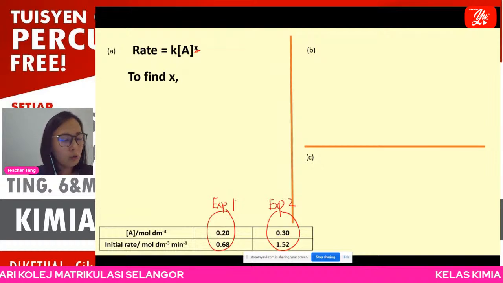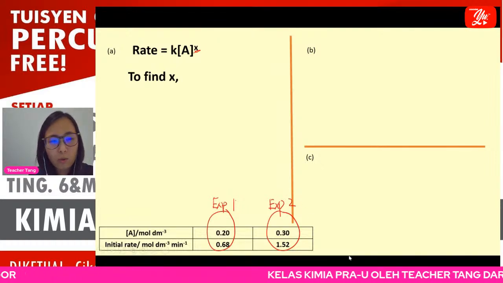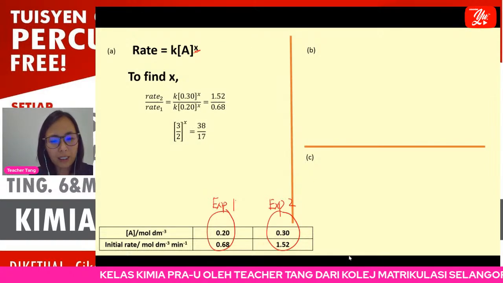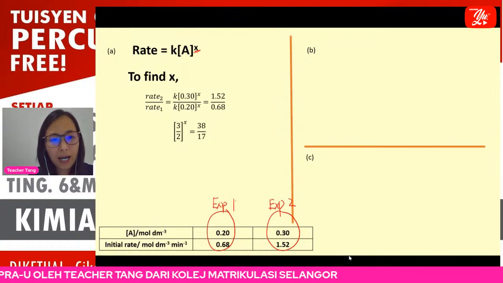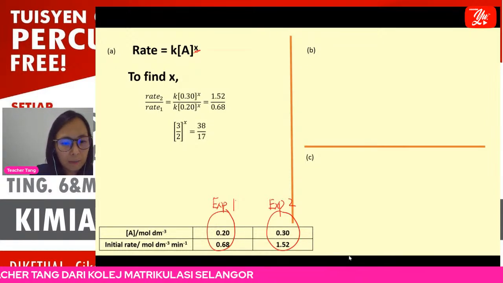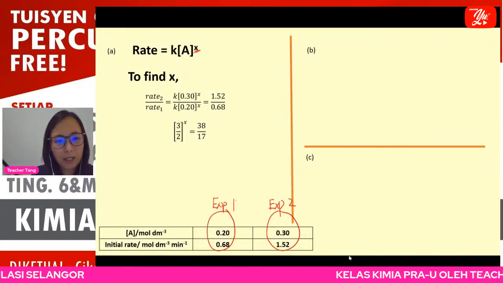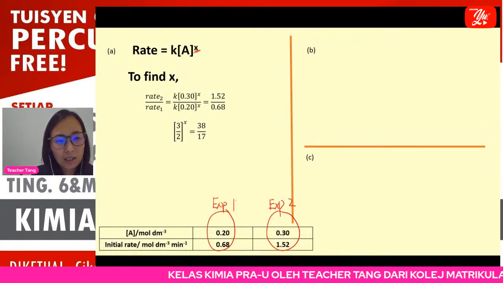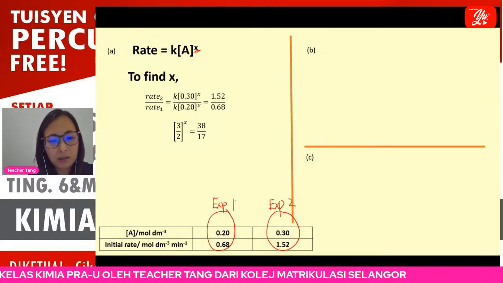So how can we do this? We can write the rate law equation for both sets of experimental data, and then we divide the reaction rate for one experiment's initial rate by the reaction rate value of another set of experimental data.